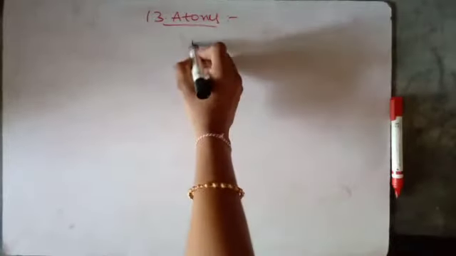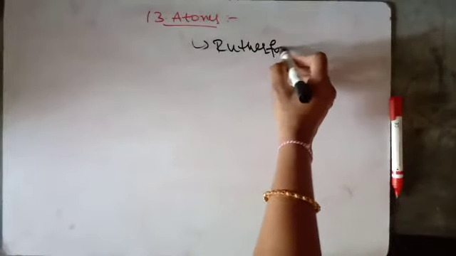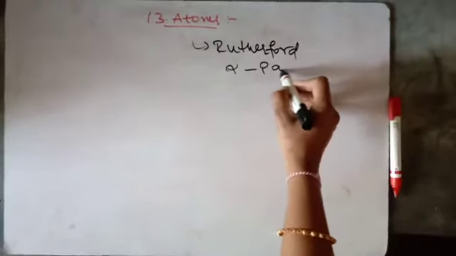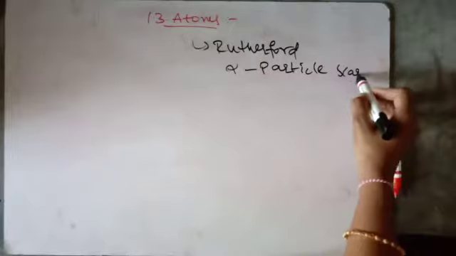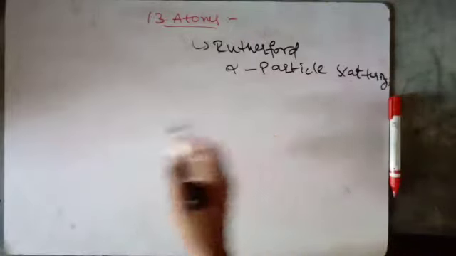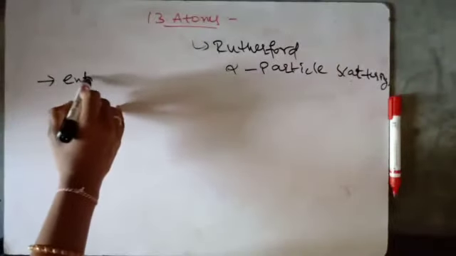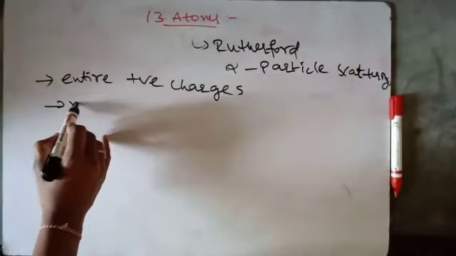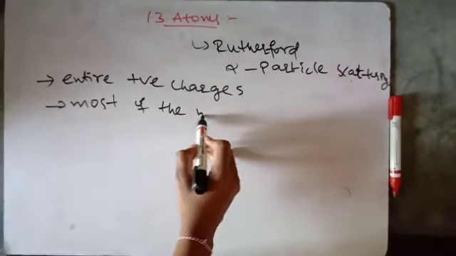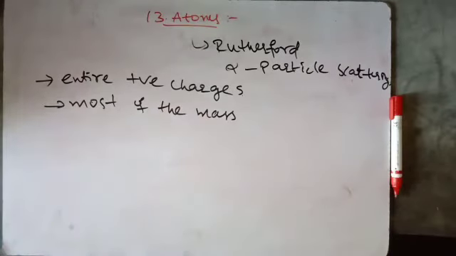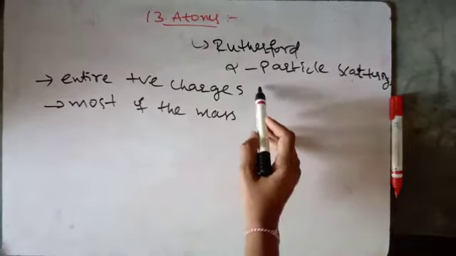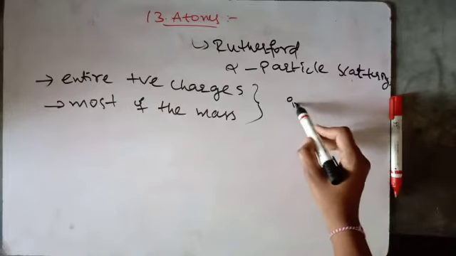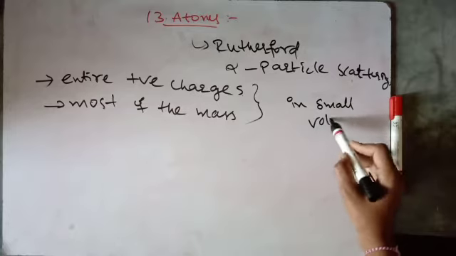And a scientist named Rutherford, while doing his experiments on alpha particle scattering, came to know that the entire positive charge and most of the mass of the atom is concentrated in a small volume.